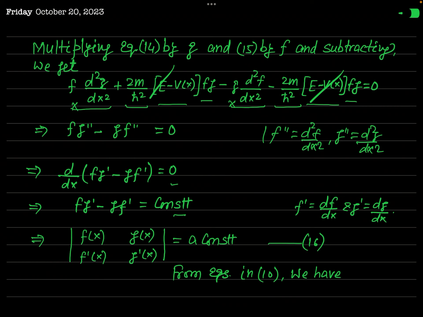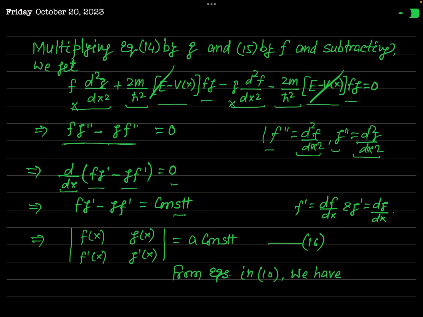So you can write that f times g double dashed minus g times f double dashed is equal to 0. Here, when you write f double dash, that means the second order derivative of f with respect to x, and g double dashed is the second order derivative of g with respect to x. And this can be written as d dx of f g dashed minus g f dashed equal to 0. In fact, when you simplify this LHS, you will get two extra terms, but those two extra terms will cancel out. So you can do the algebra yourself.